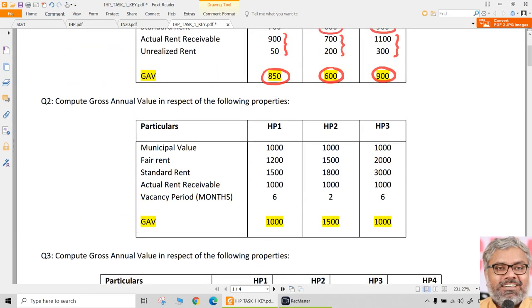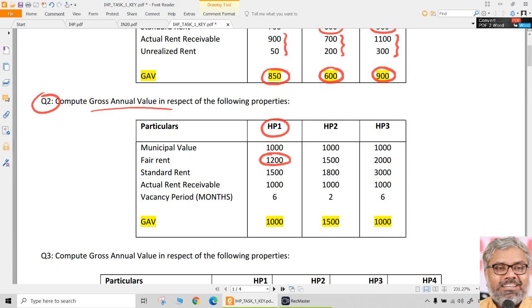Then question number 2. Same thing. We have to still find out gross annual value only. One by one, let us look at that. House property 1. Municipal value 1000, fair rent 1200, whichever is higher, so 1200 has to be taken. 1200 and 1500 standard rent, whichever is lower, so 1200 itself will become expected rent. Now actual rent receivable is given as 1000.